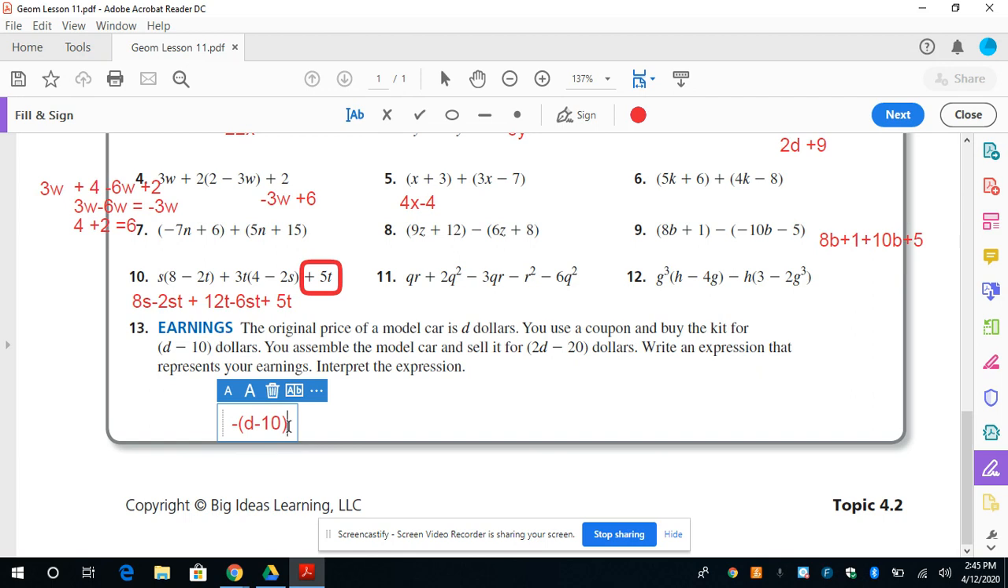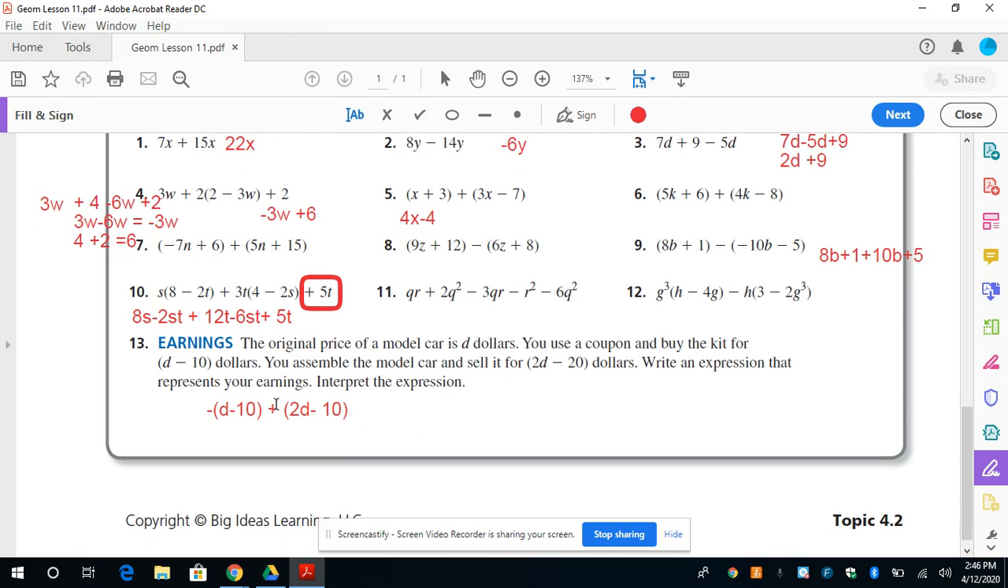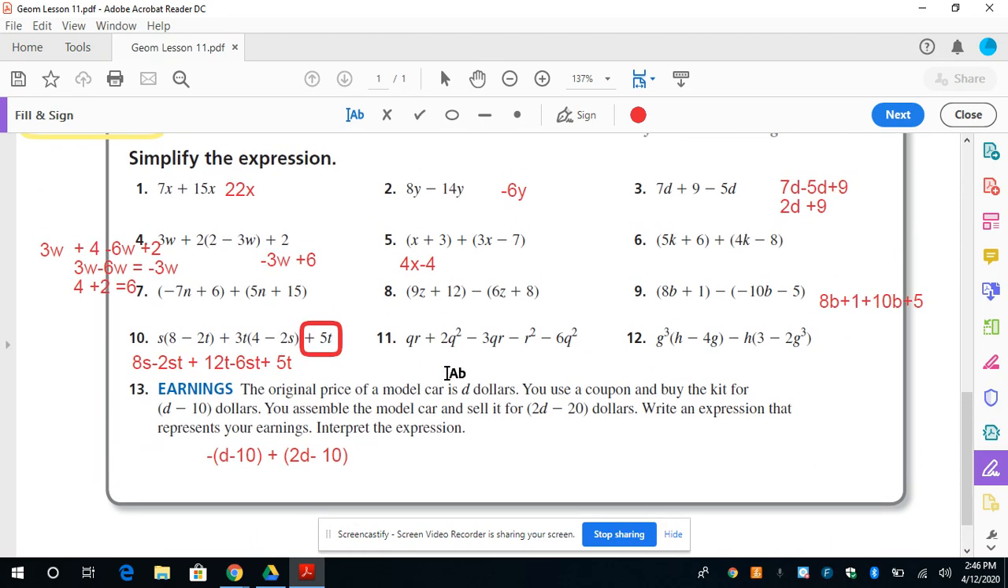Then if you assemble the model car and then you're selling it, you're going to make a profit. So then if you're going to make a profit, are you going to get the money or are you going to lose money? You're going to gain money. So then this expression will be added to D minus 10. And then you guys can write and explain what those terms mean and how I just talked about it. It says interpret your expression. Interpret means to talk about what those terms mean, why you decided to write it like this, etc. Okay, and maybe some of you simplify it. That's fine. Do whatever you want to do with that one.